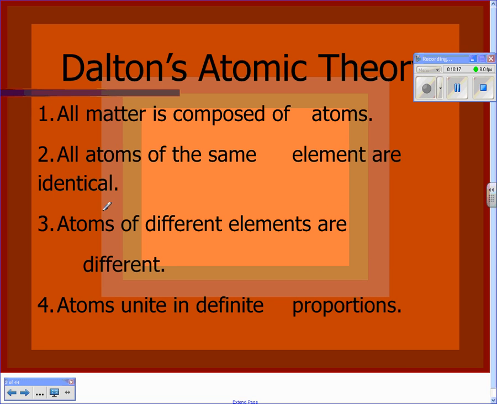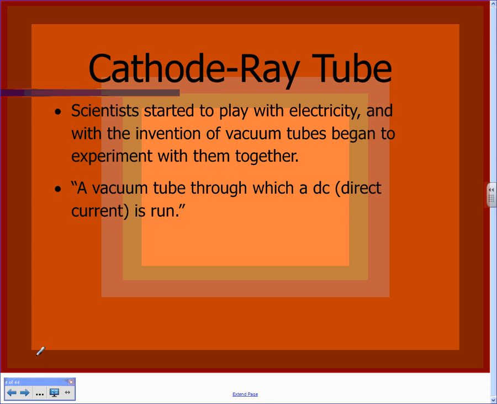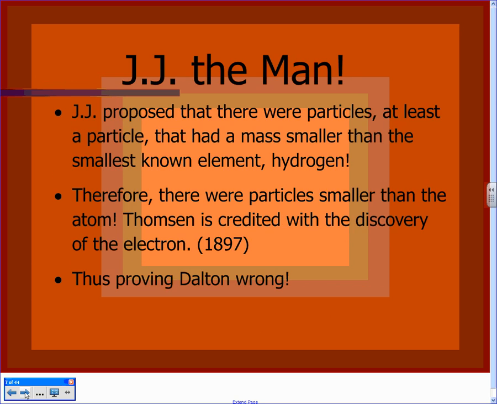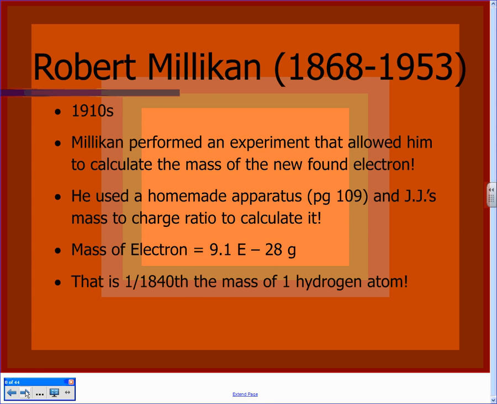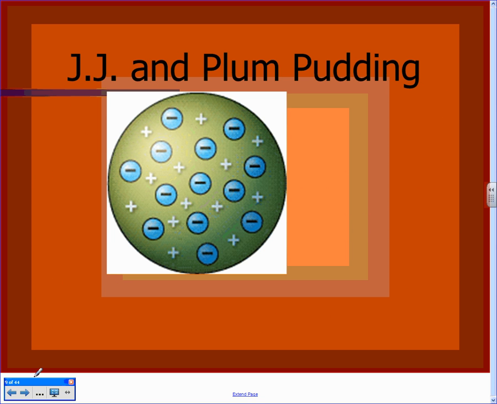We're going to move on a little bit in our presentation today, and I'm going to make this full screen. Okay, here we go. So, Dalton's atomic theory. Now, we had the idea of cathode ray tubes and Sir William Crookes, J.J. Thomson, J.J. was the man, Robert Millikan, and now we get to J.J. and the plum pudding model.